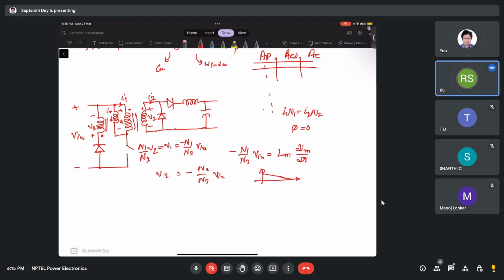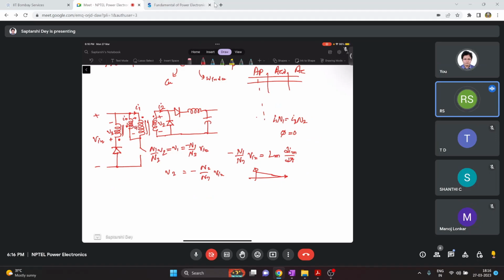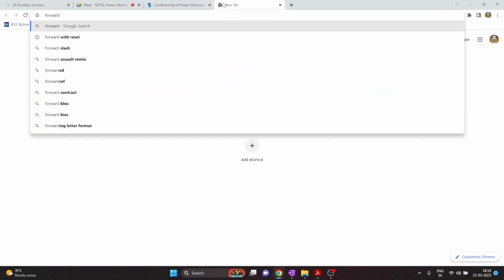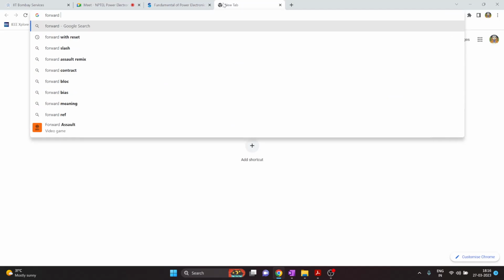Now look at the voltage polarity of V2. So it will not be able to drive any current. Sir, so the negative voltage does not come? I mean it comes, but what you are saying, a large negative voltage, that does not come if there is a reset winding.